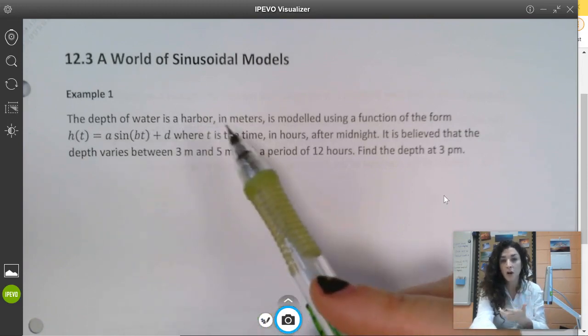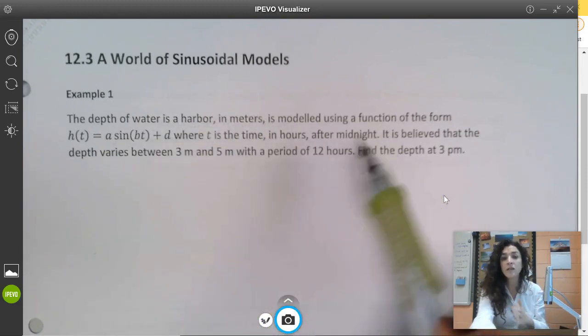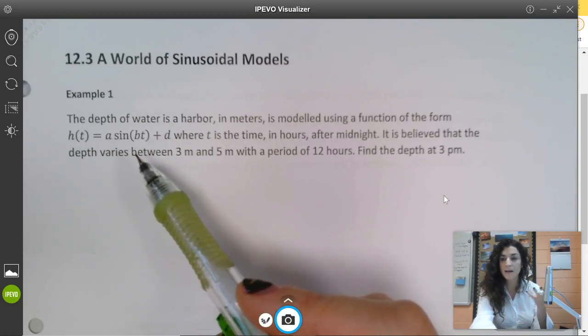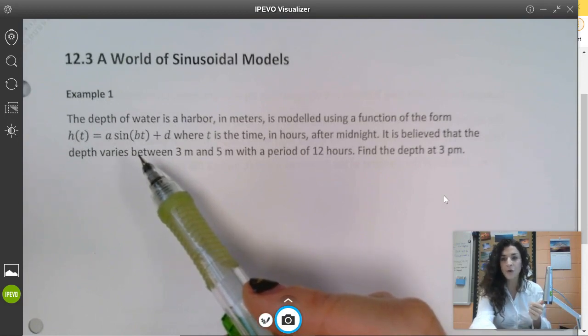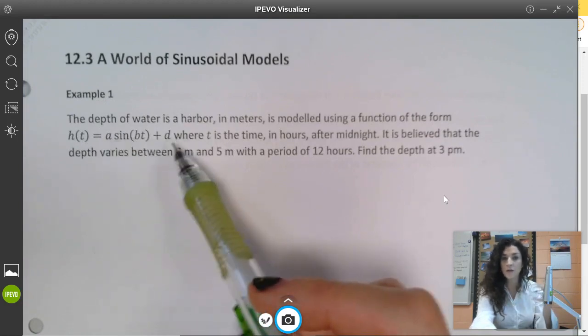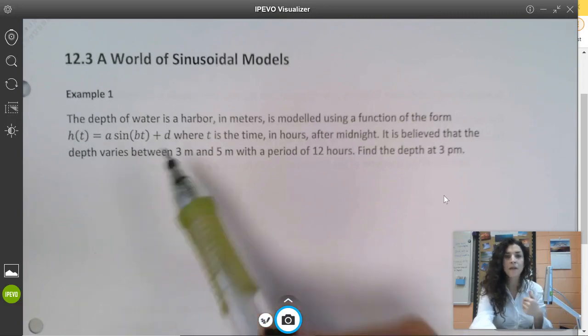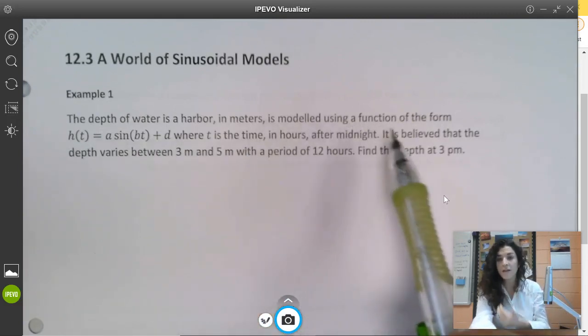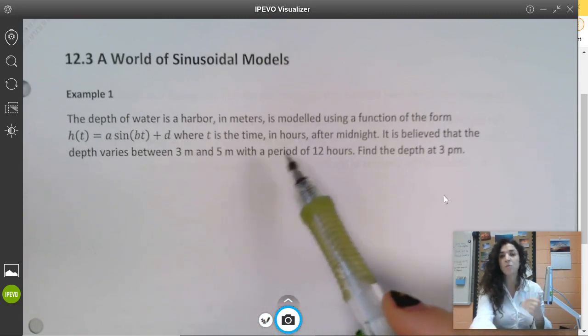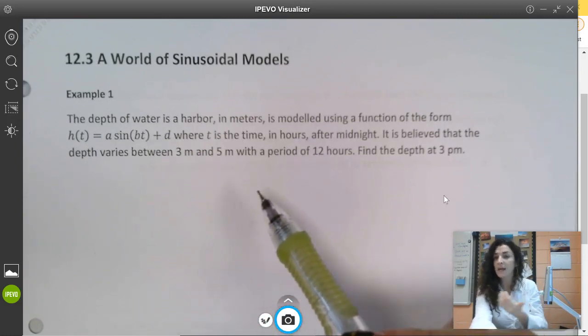So the depth of water in a harbor in meters is modeled using the function of this form. They always tell you the form that it's in because they'll always tell you whether it's sine or cosine. That is something that's nice for this class because of SL, that they will always tell you whether it's sine or cosine. So they'll always give you this blanket formula. Where T is time in hours after midnight, it's believed that the depth varies between 3 meters and 5 meters with a period of 12 hours. Find the depth at 3 p.m.